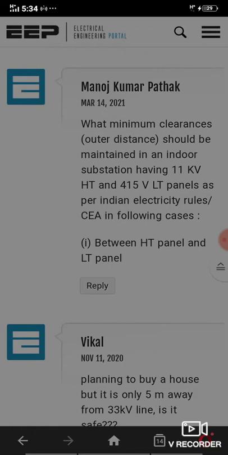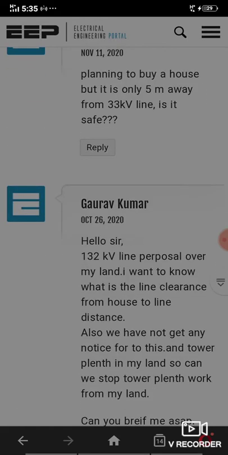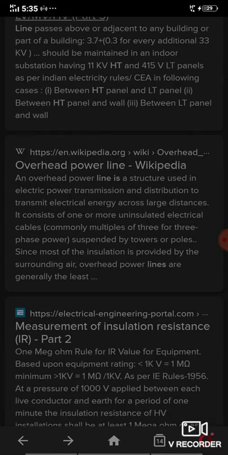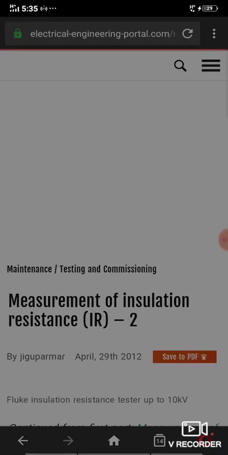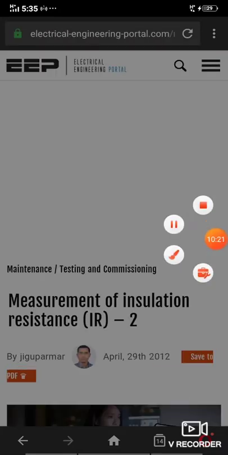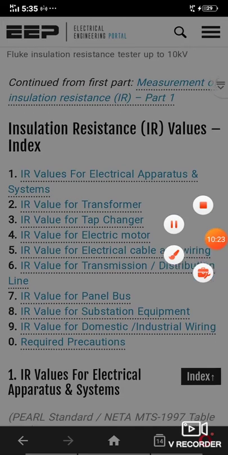So what minimum clearance should be maintained in indoor substations? 11 kVA high tension, low tension panel for electricity. It is the standard in all over the world. Measurement of insulation resistance. So there is a very big article.